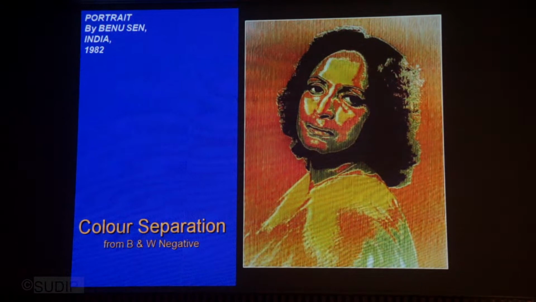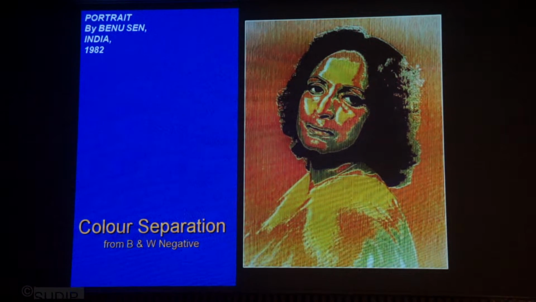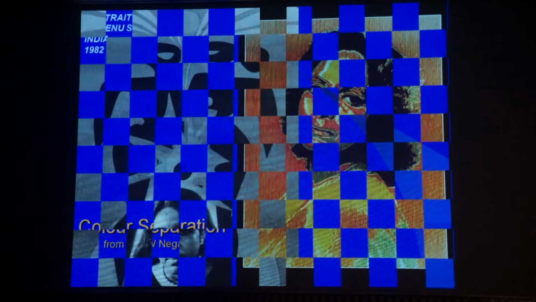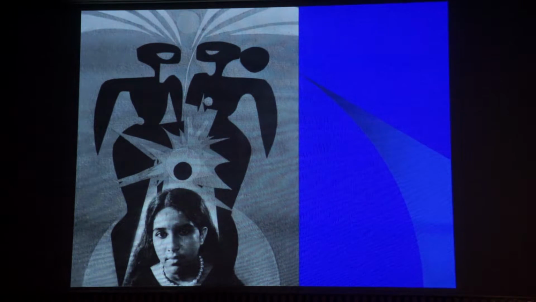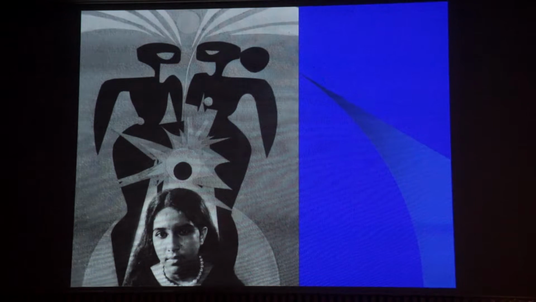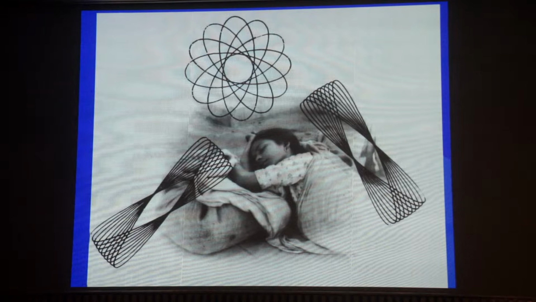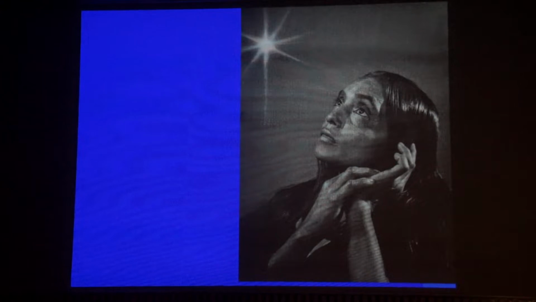Next. This is the color separation from a black and white negative, done by Menu Sen in 1982. Next. Now I'm showing some of my composite pictures. That's why I have not written my name. This is one of my old pictures, a combination of a painting with a portrait. Next. This is also a combination painting, a street shot with a spirograph. Next one. This is also a portrait, combination painting, where a star was added with the original negative.